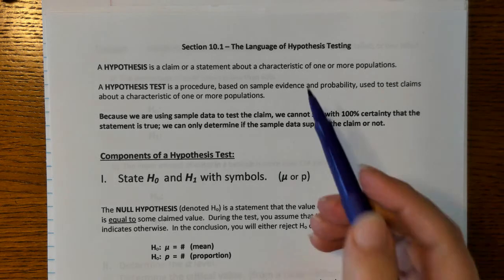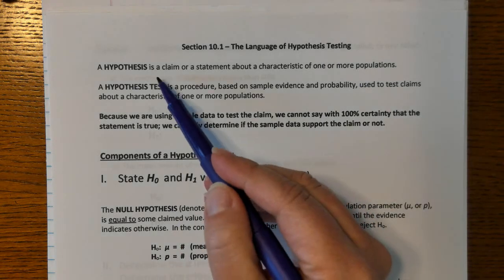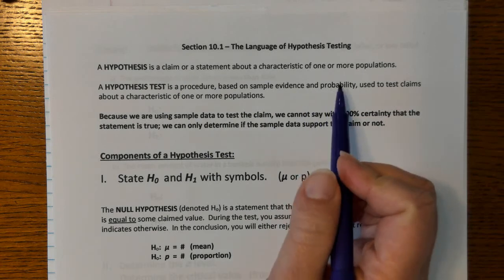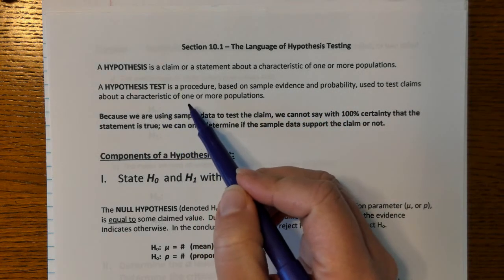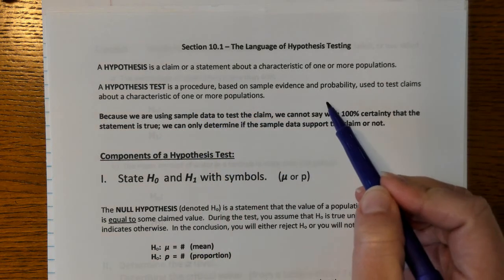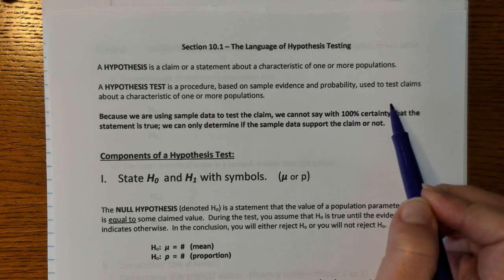Okay? All right, a hypothesis. You probably have heard that word before in science class. A hypothesis is a claim or a statement about a characteristic from our population. Okay? A hypothesis test is a procedure or a process based on evidence and based on probability that we use to test a claim. Okay?